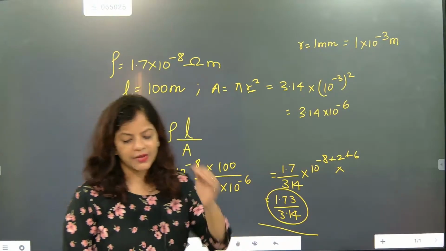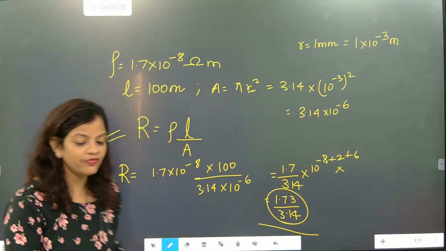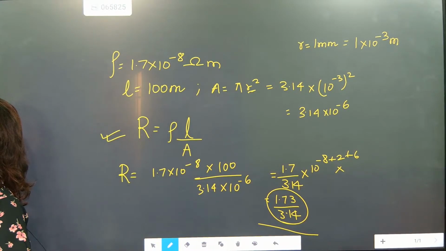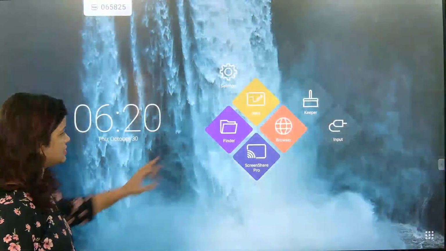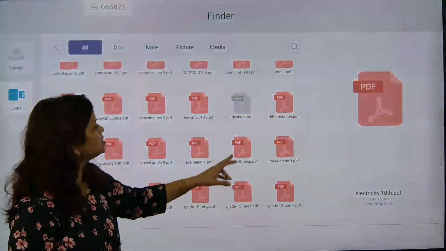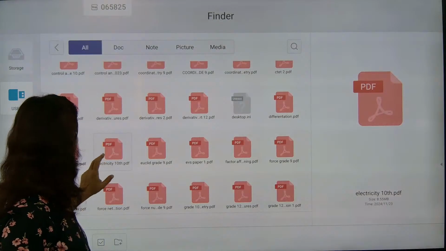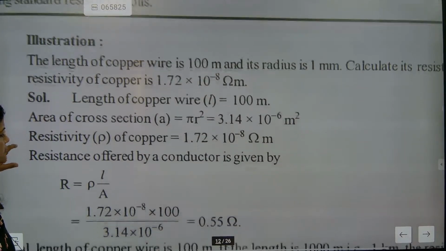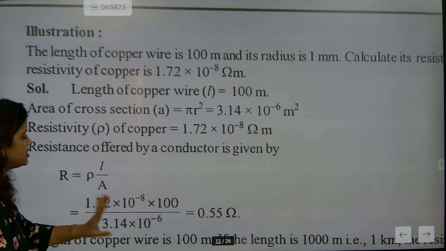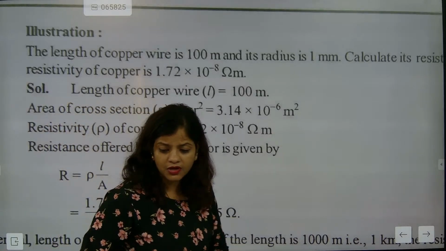0.55 ohms. Absolutely. Very good, beta. So approximately 0.55 ohm she has found, and that came as the resistance. I hope everybody understood. So this was exactly the question we have solved. See here, 0.55 is the resistance. That's what I have solved and showed you.